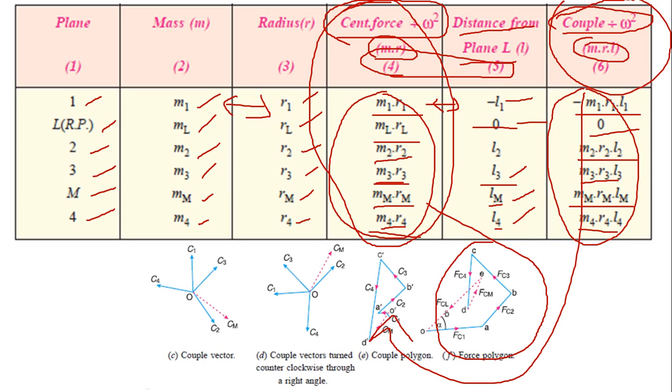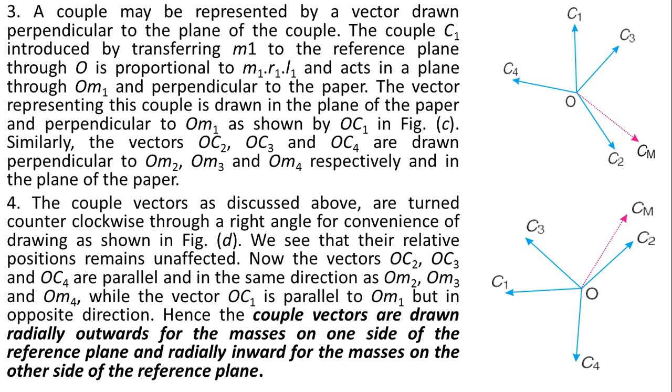That's why we take the reference plane, so that one part becomes 0, and solving the problems becomes very easy. That is actually the use of taking the reference plane: to get the couple as 0 there. Next, the third point: a couple may be represented by a vector drawn perpendicular to the plane of the couple.